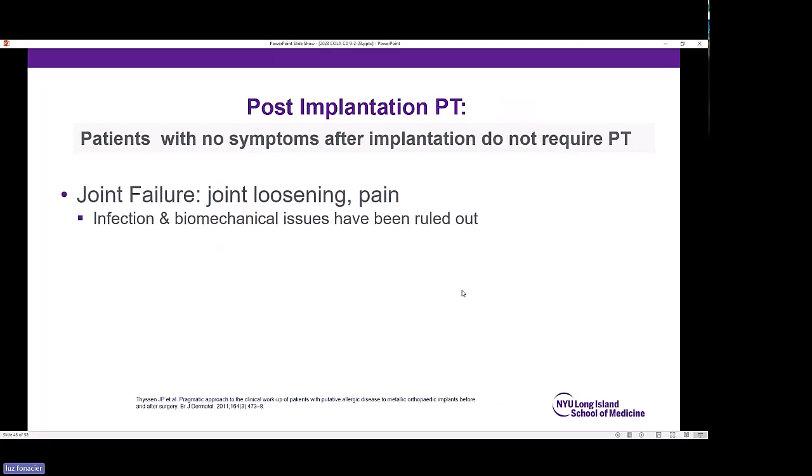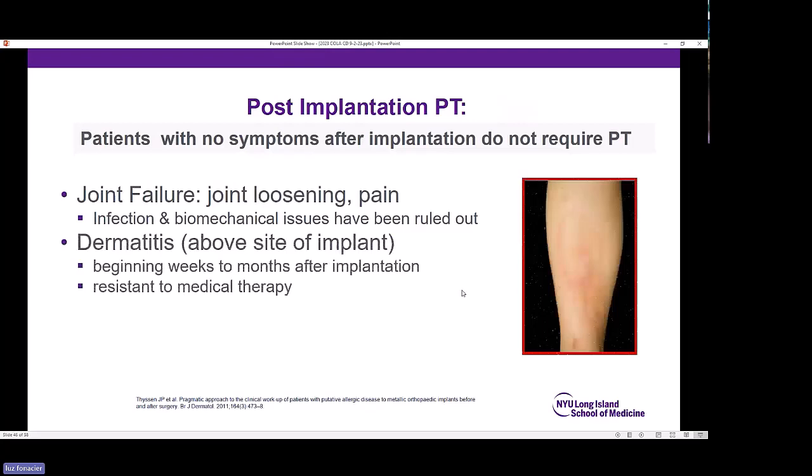Post-implantation even poses more problems. Most of the referrals we get are for joint failure: there's loosening and there's pain. In these patients, we have to make sure that infection and biomechanical issues have been ruled out. There's also dermatitis, mostly above the site of implant. Usually this begins weeks to months after implantation, and they are resistant to medical therapy.